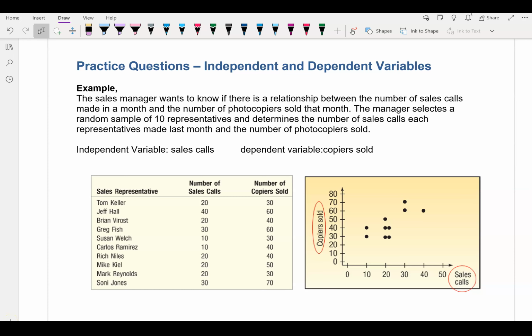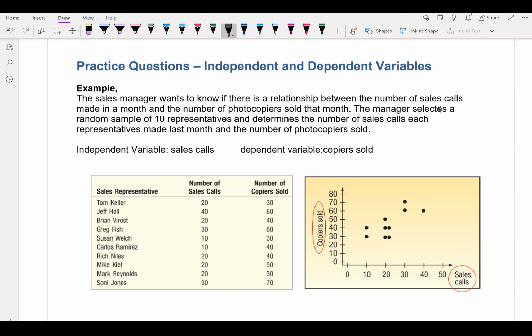In this example, the sales manager wants to know if there's a relationship between the number of sales calls made in a month and the number of photocopiers sold that month. The manager selects a random sample of 10 representatives and determines the number of sales calls each representative made last month and the number of photocopiers sold. This information is all given in this table. The independent variable, it's telling us, is the sales calls, and the dependent variable is the copiers sold. Take a moment to think about that and see if it makes sense.